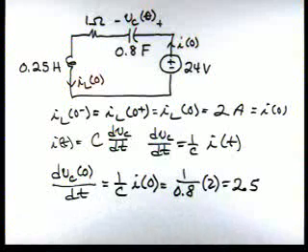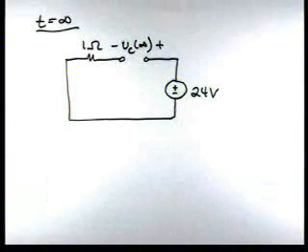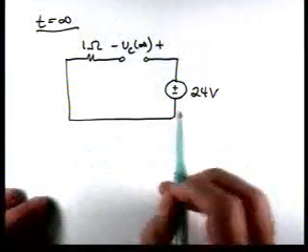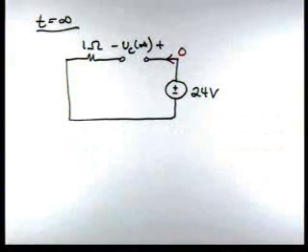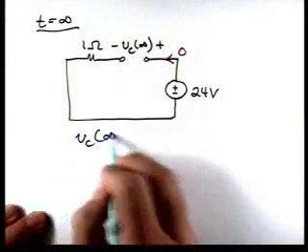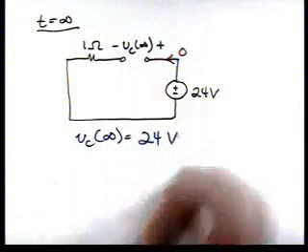So now we know that our solution then is still the form we had, but let's go in and look at t equal infinity real quick. And if we look, this is a pretty easy circuit. The capacitor is open, the inductor is short, so there's 0. So V sub C of infinity then is 24 volts.